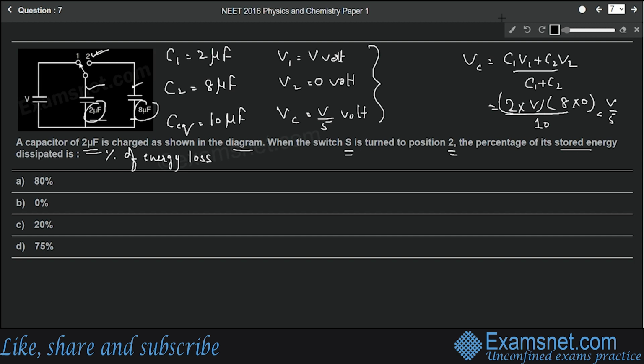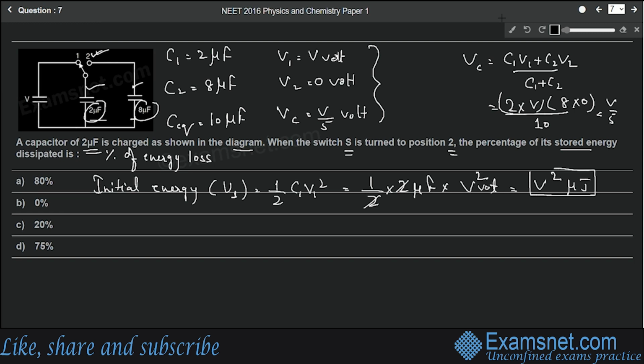So what is the initial energy stored? That is U1, equal to half C1 V1 square, because only the first capacitor is charged here. So half, C1 is 2 microfarad and V1 is V volt. So half C1 and V square, we get V square microjoule. So this is the initial energy stored.